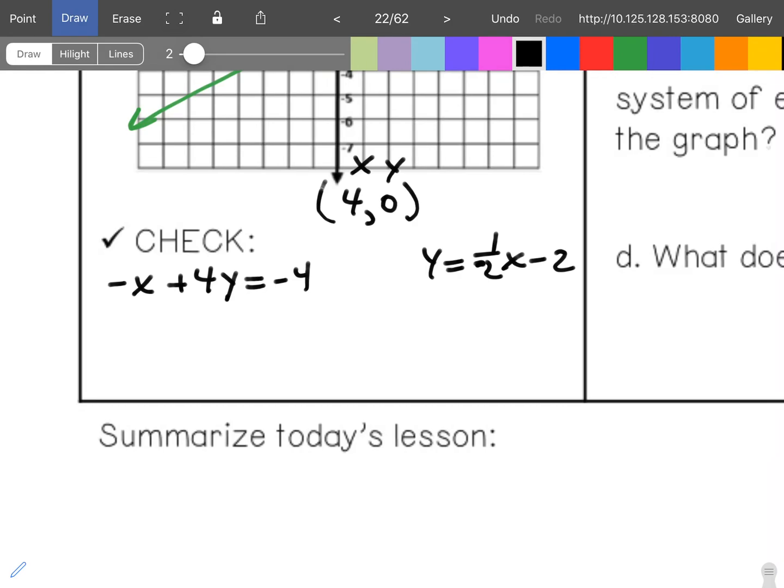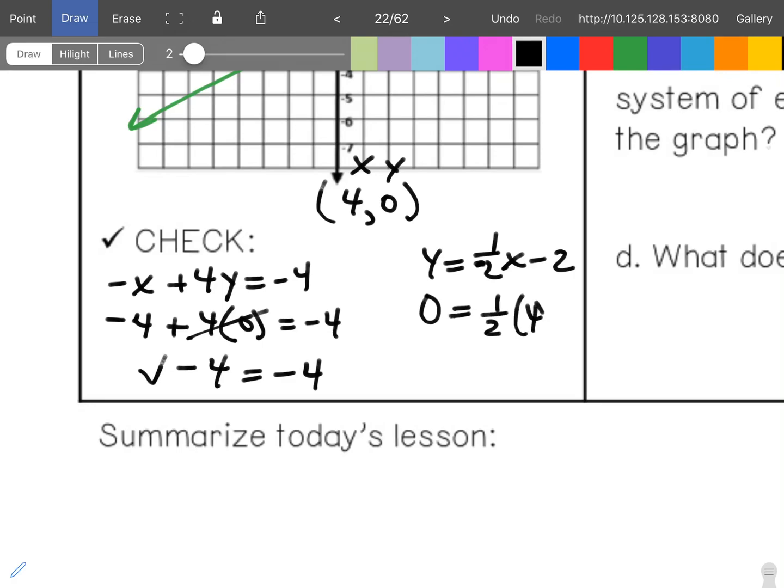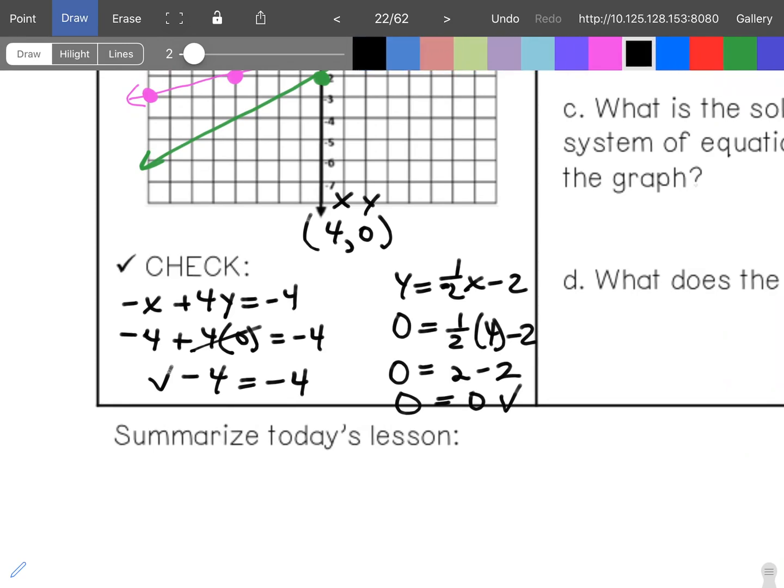Okay, so this first one starts out with negative x, so I'm going to plug in 4, so that's negative 4 plus 4 times y, which is 0, equals negative 4. Well, 4 times 0 is just 0, so that's just going to go away. So we're just left with negative 4 equals negative 4, which is correct. Okay, and then we're going to try the other one. So we put in 0 for y, and we have 1/2 times 4 minus 2. 1/2 of 4 is 2 minus 2, which is 0, so that works. So our solution is correct. The solution that we thought, 4, 0, is correct.